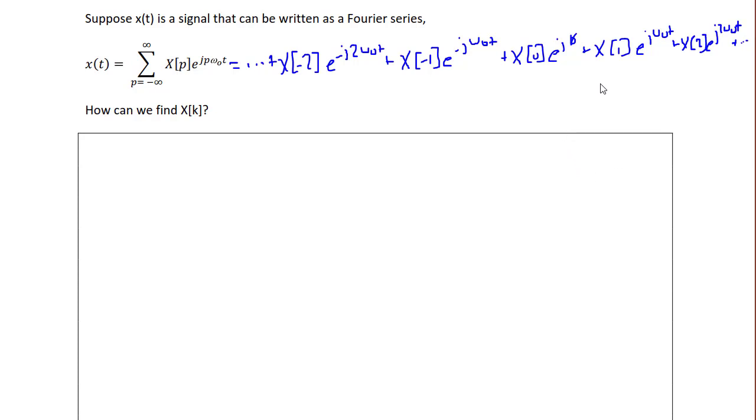So we would call X of 0 our DC term, and we would call X of 2 our second harmonic, and X of 1 our first harmonic. Note also that X of negative 2 would be referred to as the second harmonic, and X of negative 1 would be referred to as the first harmonic.